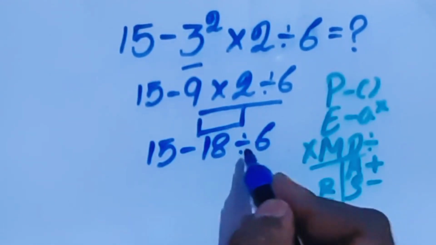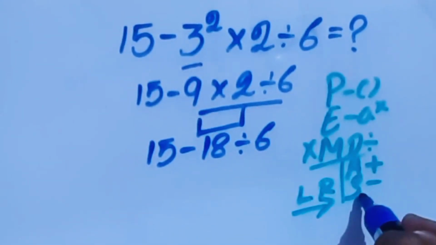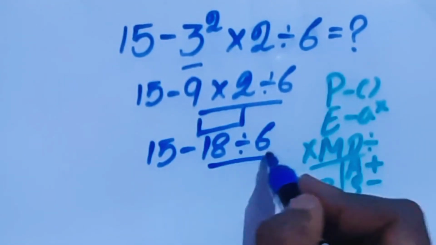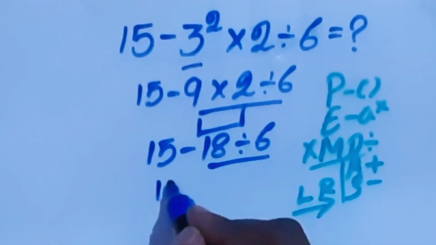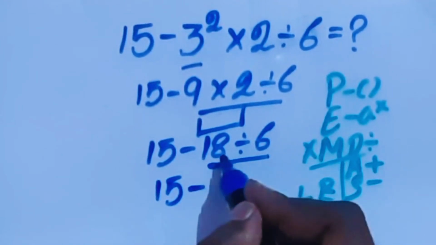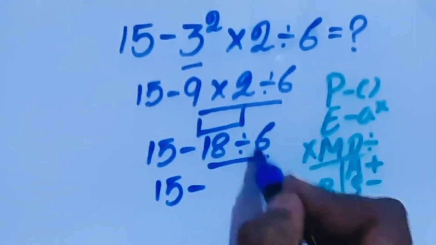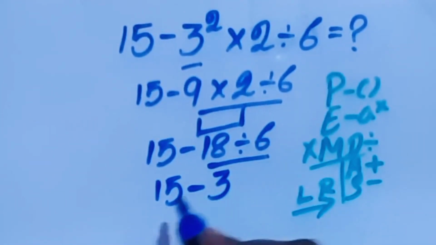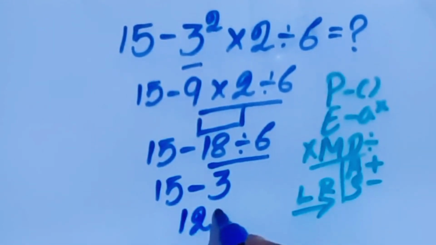Here we have subtraction and division. Division is higher priority than subtraction, so we have to do the division before the subtraction. So 15 minus, here 18 divided by 6 is 3. Here 15 minus 3 is 12, which is the correct answer.